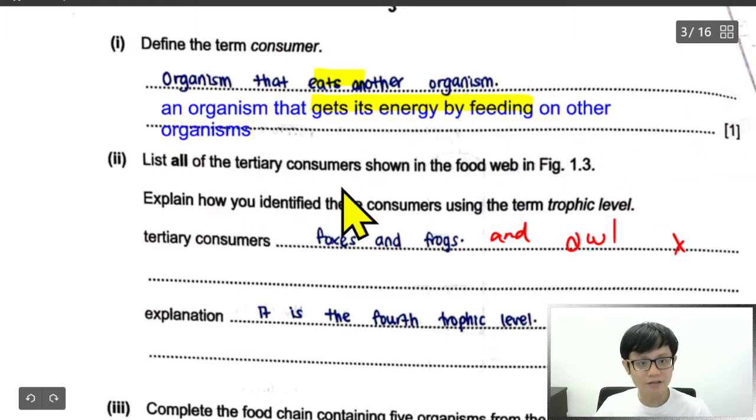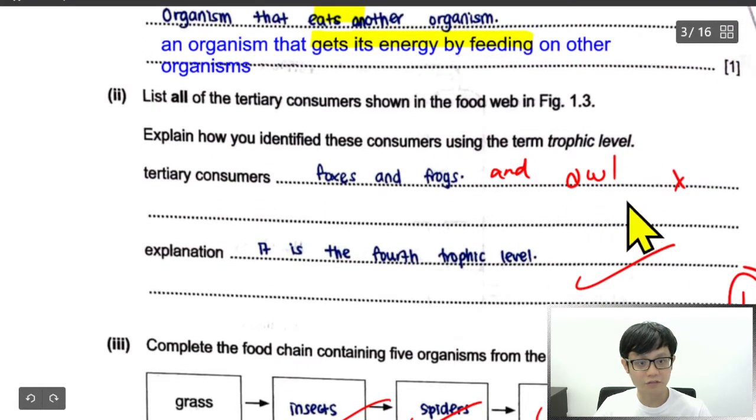List all the tertiary consumers from the food web. So the student didn't get marked for this one. He got frog and foxes. Foxes and frogs. Yeah, I thought it was faces.